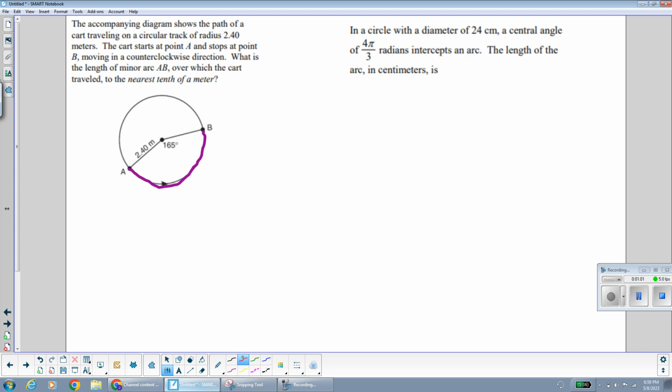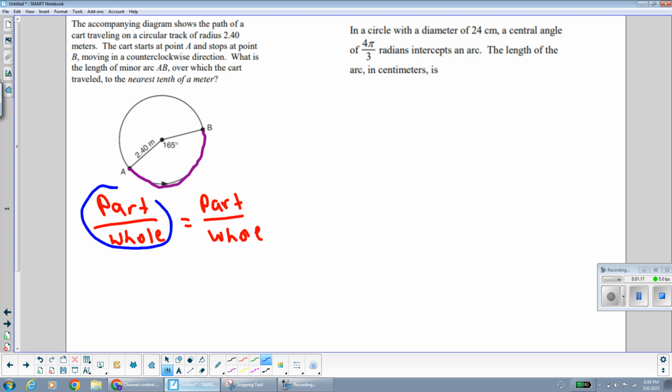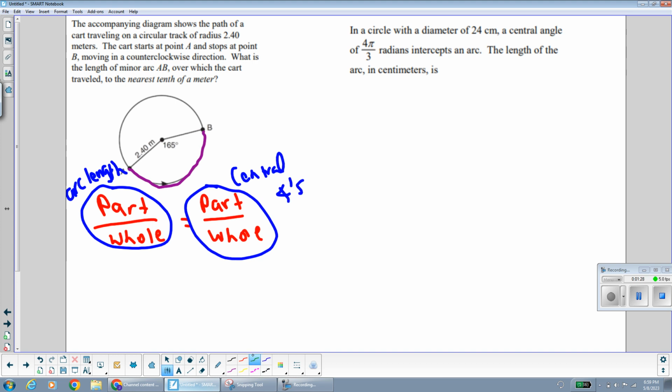The way that we're going to find arc length is we're going to use the proportion part over whole is equal to part over whole. In this part of the proportion, we're going to talk about arc length, and in this part, we're going to talk about the central angles. Keep in mind, part means the slice of the circle that we're looking at. Whole means the whole big circle. We don't know what the arc length is of the slice of the circle. That's what we need to find, so I'm going to leave that as x.